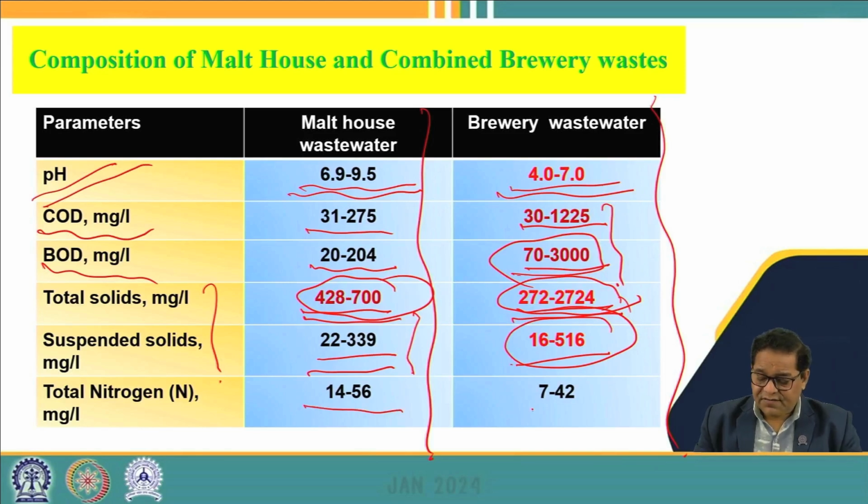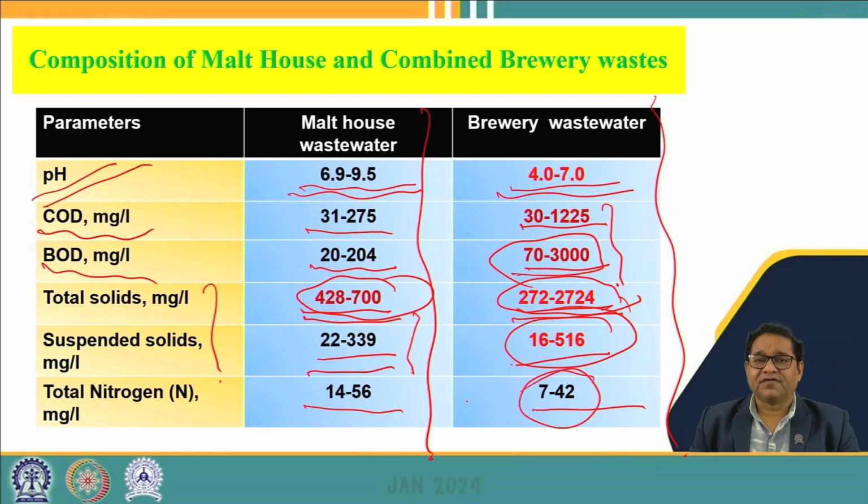Similarly, we can see for nitrogen, the values vary in case of the malt house from 14 to 56, whereas in case of the brewery section it is 7 to 42. So these are the lot of fluctuations in the wastewater generated from the brewery and the malt house. If we see the two streams, one is an alkaline stream and one is an acidic stream. So what we do is neutralize these streams in order to have a biological treatment system or any other secondary treatment system for the wastewater.